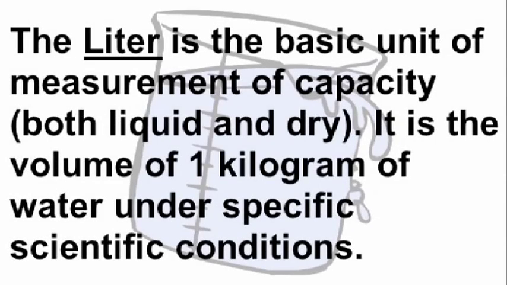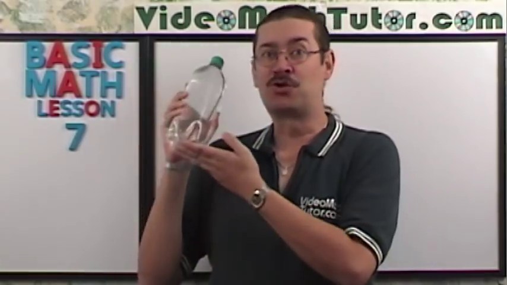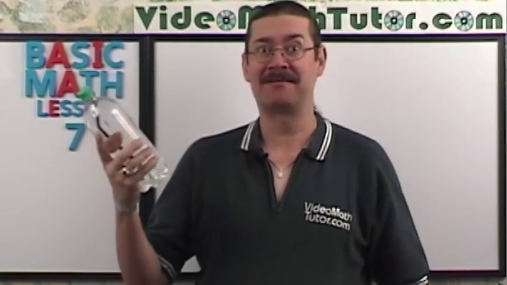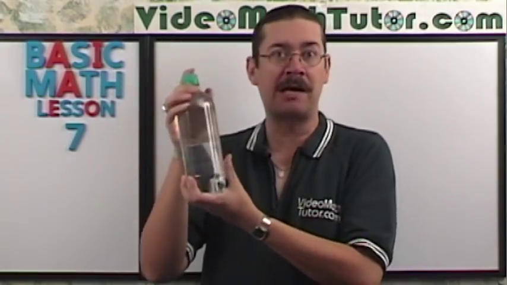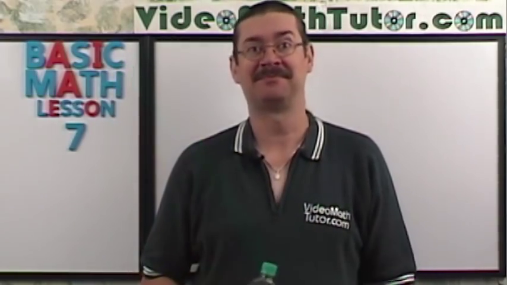The liter is the basic unit of measurement of capacity, both liquid and dry. It is the volume of 1 kilogram of water under specific scientific conditions. Bottled water is a great example of what a liter is. Go to any supermarket and you'll find something like this. Maybe not exactly the shape, but it's a liter.